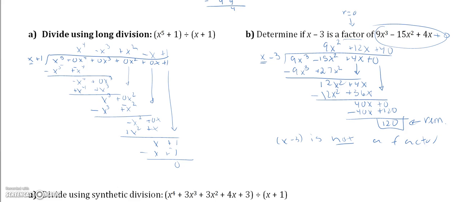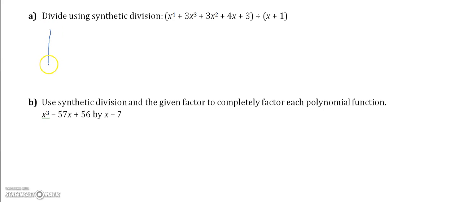Okay, let's do the next one. For this one we're going to use synthetic division. So we do our little box and put our polynomial in there. Remember, if we're missing any terms, we need to have a placeholder of 0. We're not missing any terms here, so I just put all my coefficients in.